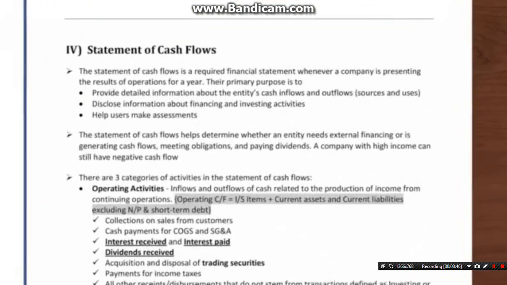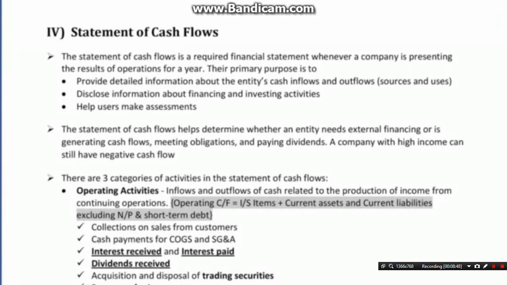The statement of cash flows is a required financial statement whenever a company is presenting the results of its operations for a year. Put a box around required financial statement. On the third bullet there, you got three categories of activities in the statement of cash flows. First one, highlight operating activities.